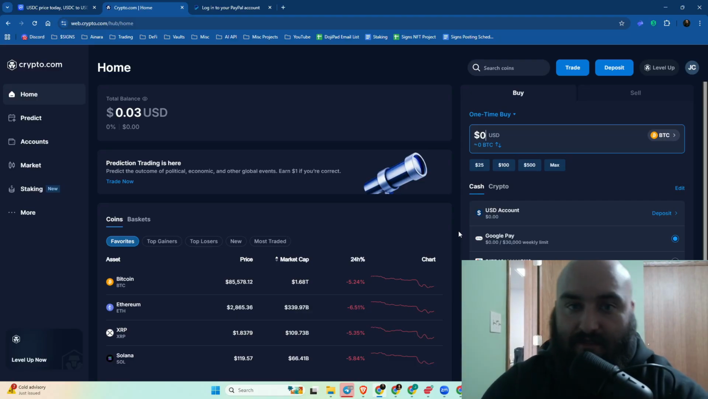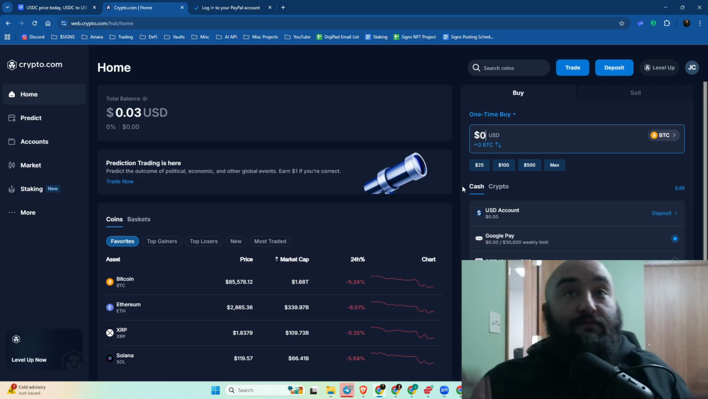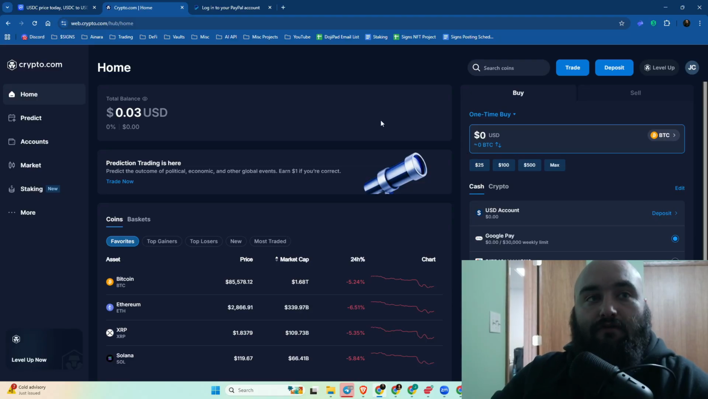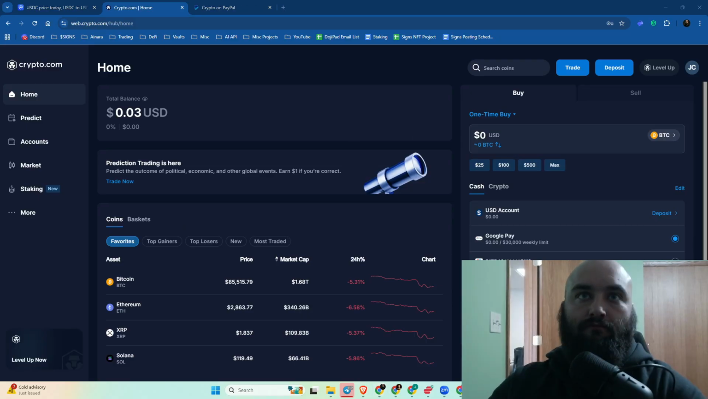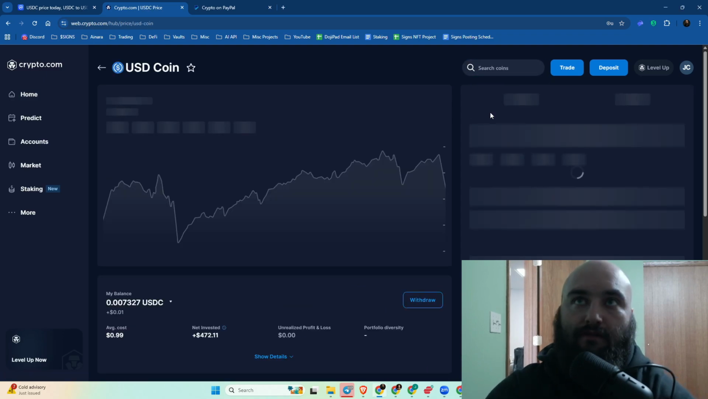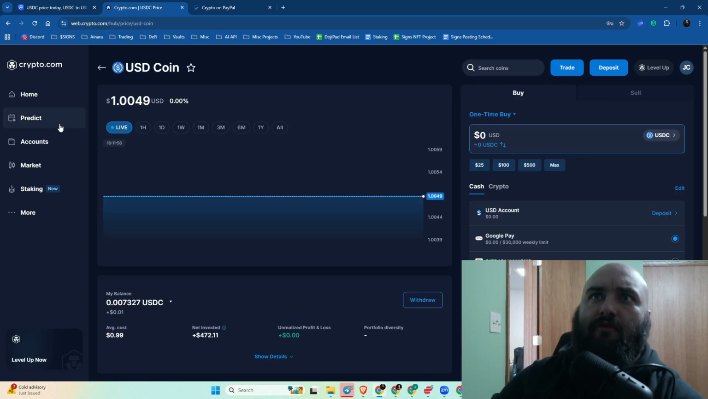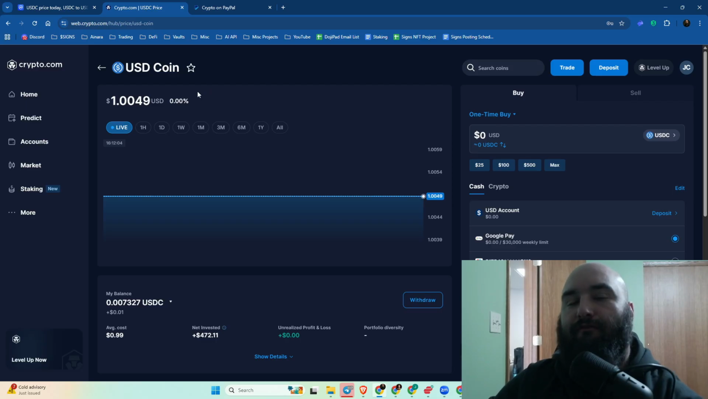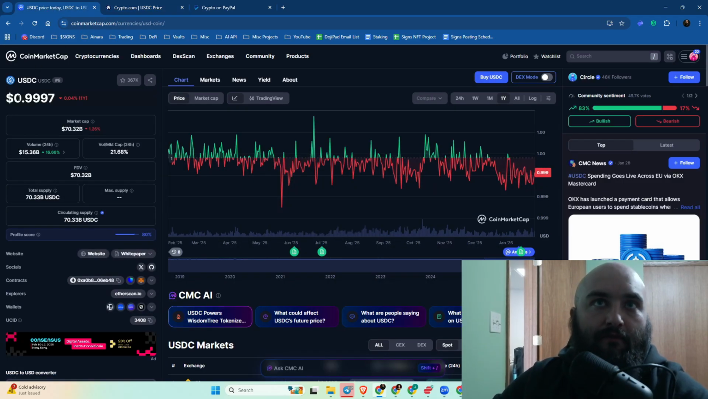They make money in fees and they make money in spreads. So we'll walk through that just briefly first too, because my other solution to this actually kind of goes around those spreads. Okay, so check this out. We'll come up here and search for USDC. You can see right now, if you go to buy USDC on Crypto.com here, it's $1.0049. If you go to CoinMarketCap, you see that USDC is actually 0.9997, so very close to a true dollar.